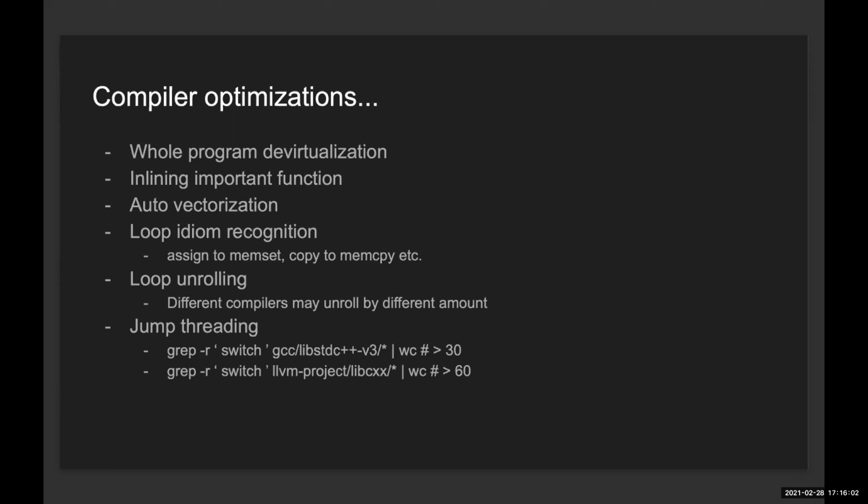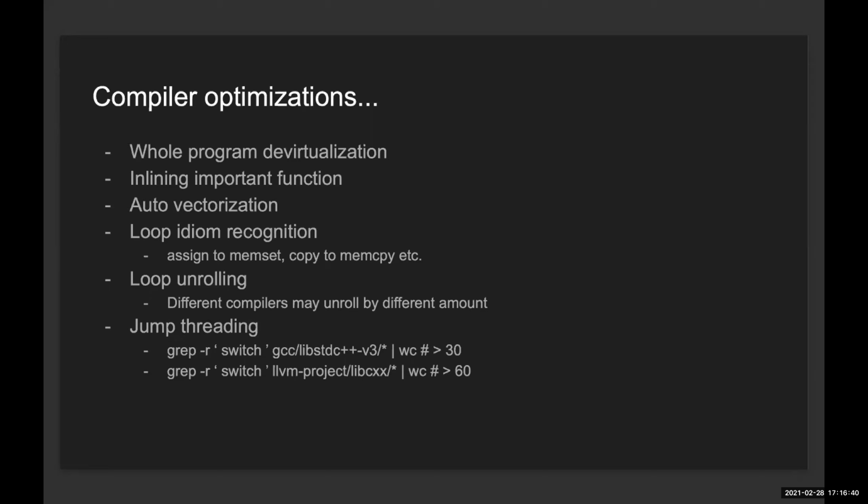We can basically inline many cross translation unit functions. We can do devirtualization, basically resolving the indirect function calls. Then we may be able to inline more important functions. The third one is auto vectorization. I guess Stefan has touched in great detail on how important vectorization is. We can achieve that also.